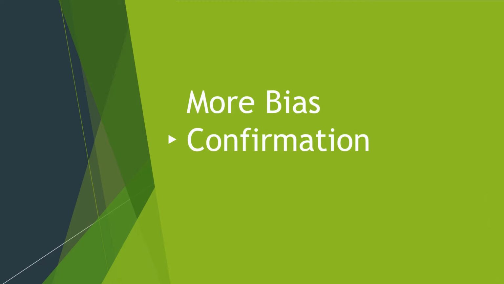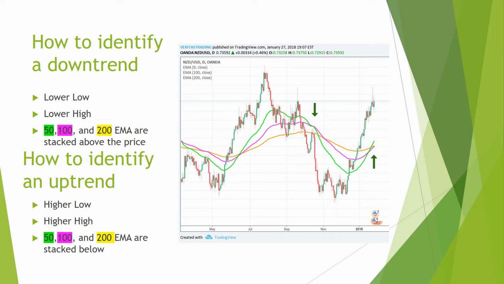One more thing you can do for more confirmation, and this is lagging, so this will be after a trend has already started. So you won't catch it right at the beginning. But it has the same curves. And you want to look at the 50, 100, and 200 EMAs to confirm your bias.